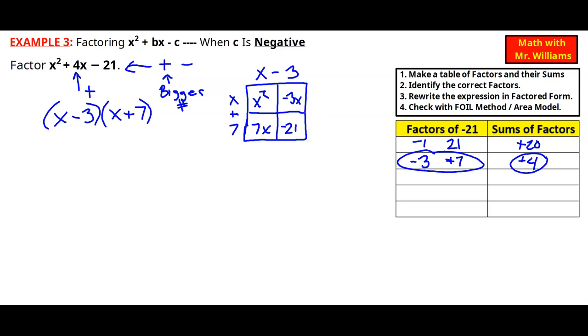Let's add those all up. X squared minus 3x plus 7x minus 21. We combine our like terms. And here we arrive back at the original expression of x squared plus 4x minus 21. So our answer is x minus 3 times x plus 7.